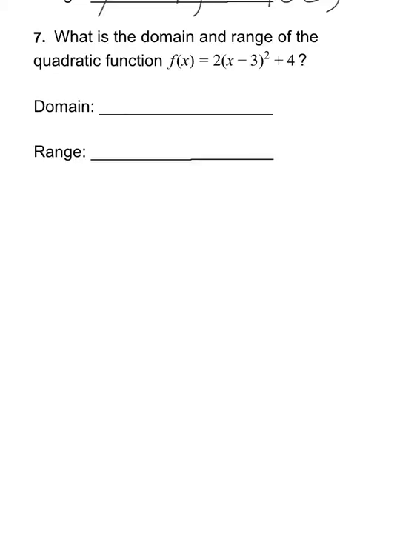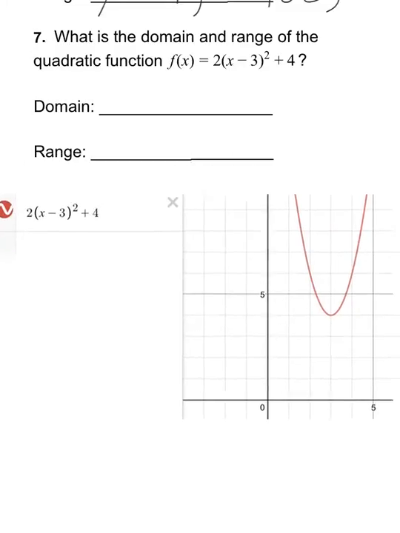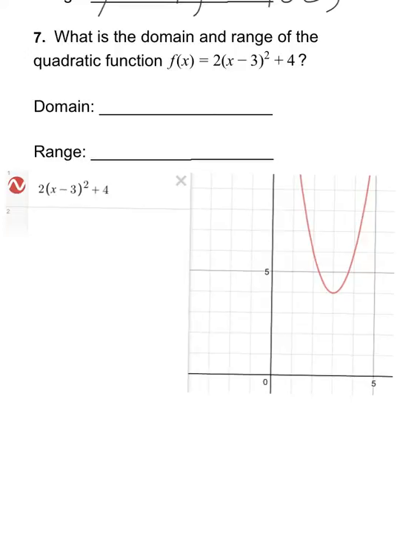So number 7, what's the domain and range of this quadratic function, 2 times x minus 3 squared plus 4? So we're not given the graph, so I think the easiest way to see this answer is to actually graph it on your graphing calculator and look at the picture. So here is the graph, and what do I have to say about this? Well, the domain is always all real numbers, just like the last one. So even without looking at the graph, you know it's all real numbers. So negative infinity to positive infinity in parentheses.